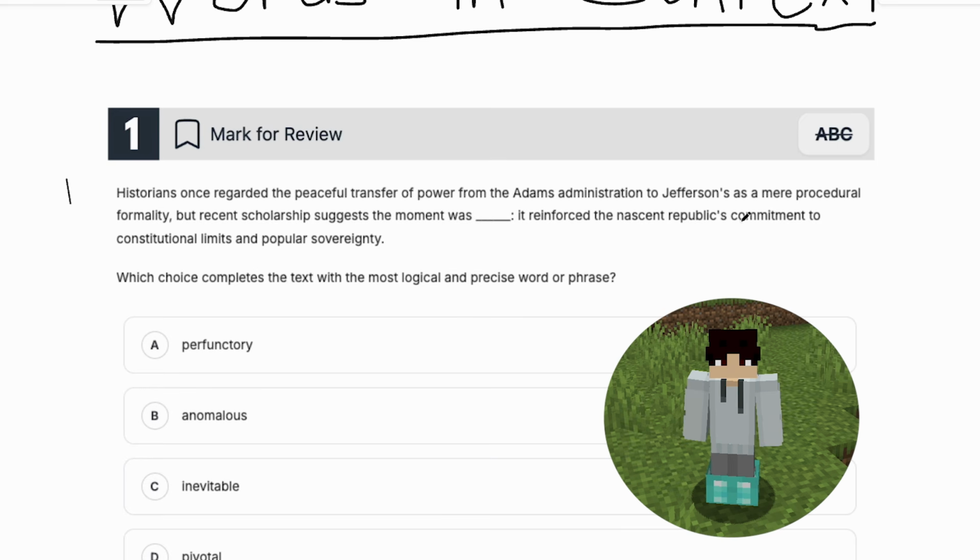It reinforced the nascent republic's commitment to constitutional limits and popular sovereignty. So it was like saying that, hey, we're going to transfer power from president to president. Like, this is something that we're going to do.